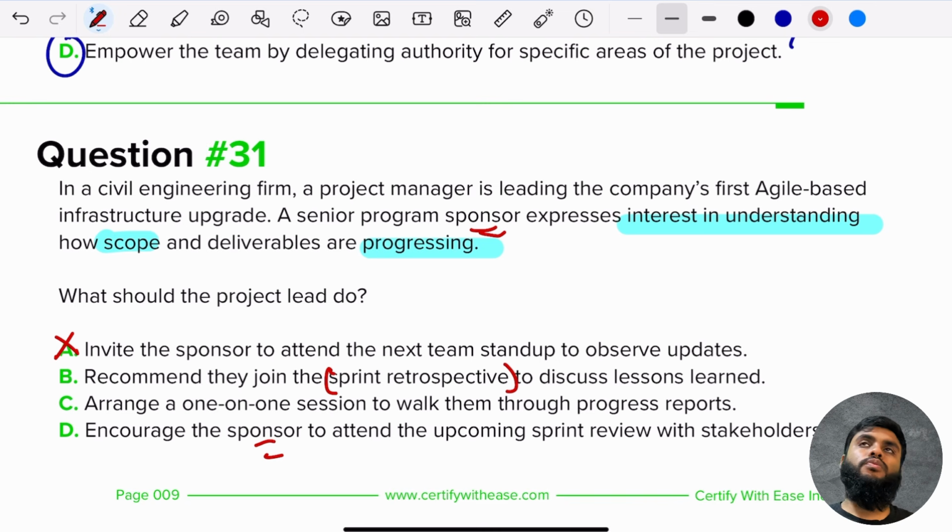Sprint review. We've got the sprint retrospective and we've got the sprint review. The sprint review is where you want the sponsor to attend. The sprint retrospective is where you gather your team and you ask them, hey, what do we do right in this sprint? What do we do wrong? What can we do better? This is where you're really going to review the progress and talk to other stakeholders, right? So the best answer here is going to be D.